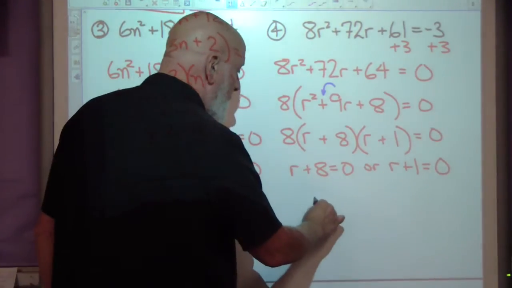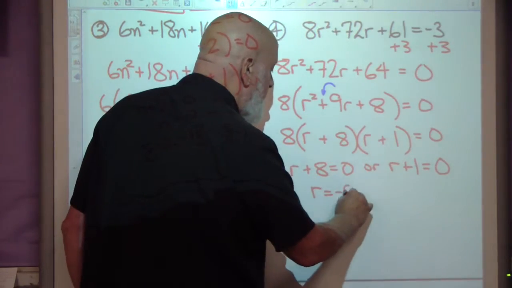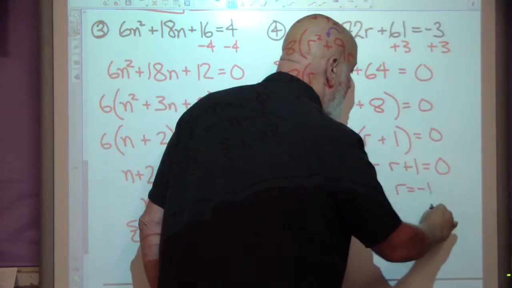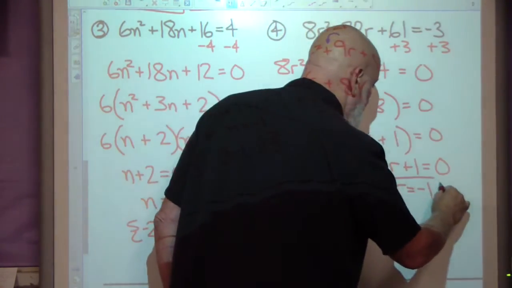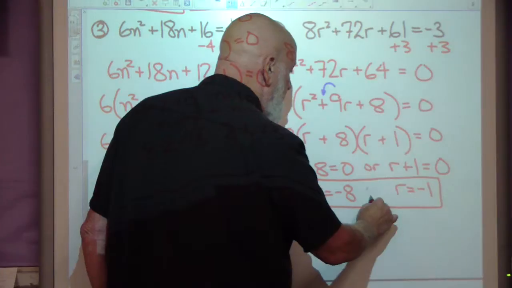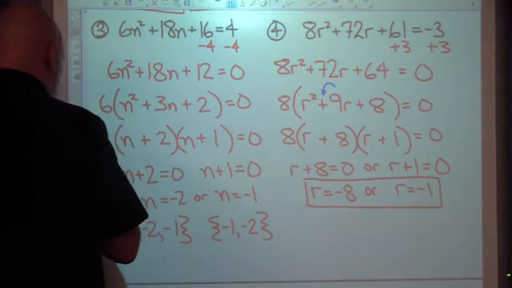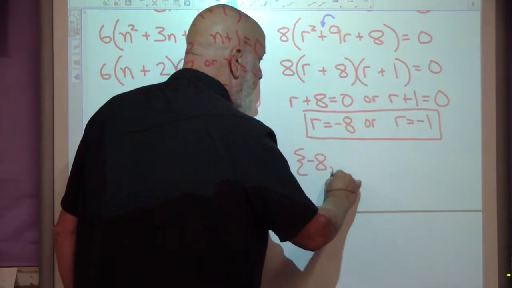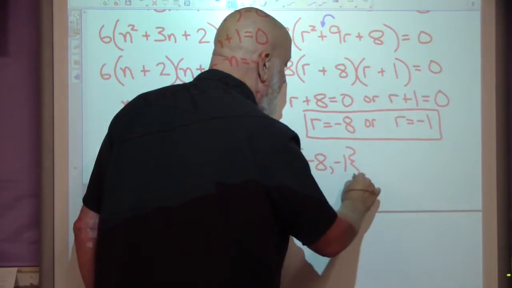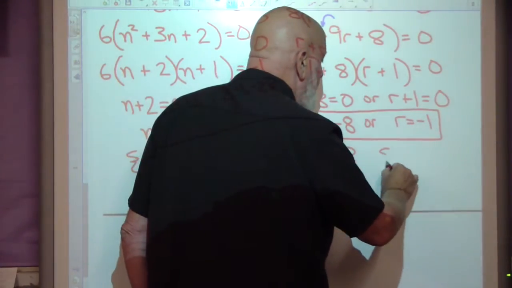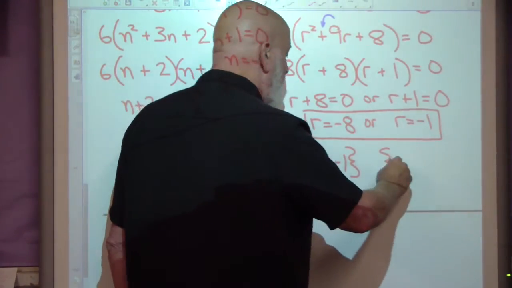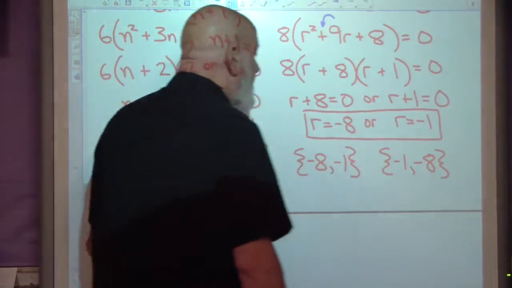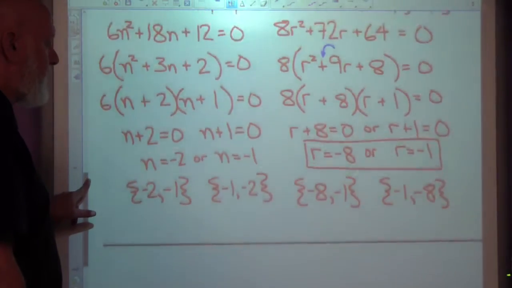and I solve. R equals negative 8, subtracting 8 from both sides, and subtracting 1 from both sides, r is equal to negative 1. Those are our solutions. And we could write those in set notation as well. The order of the elements of the set does not matter. This is not an ordered pair. It's a set. A set whose members are negative 1, negative 8. And those are the 3 ways we could write those solutions.